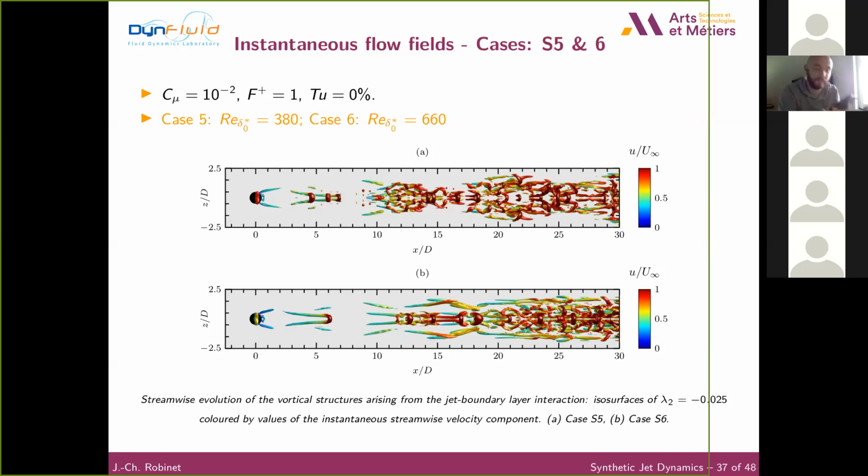In fact, this behavior is not a big surprise, because the generation of the transition in the wake of the synthetic jet is mainly governed by the reduced frequency and the momentum coefficient.